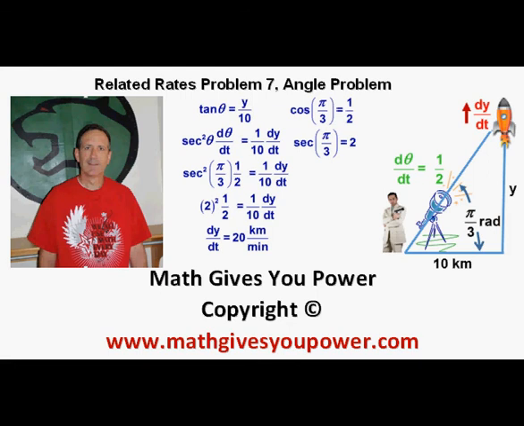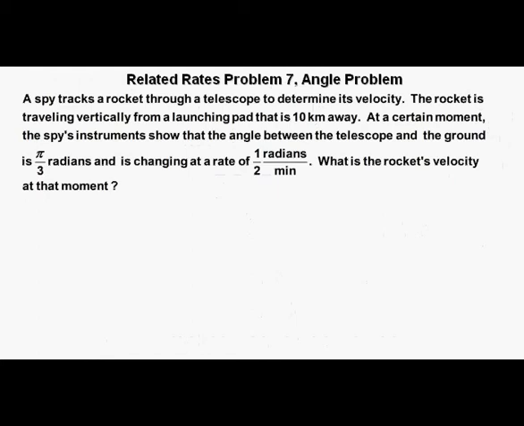Related rates, problem 7, angle problem. A spy tracks a rocket through a telescope to determine its velocity. The rocket is traveling vertically from a launching pad that is 10 kilometers away.